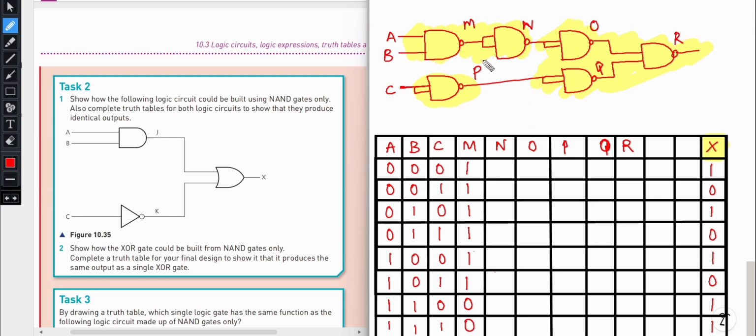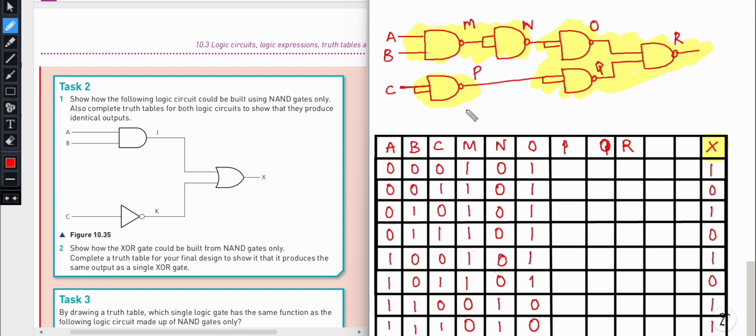For N we have M NAND M. 1 NAND 1 will give us the value 0, again 0, again 0, 0. Using this 0, 0, then 0 NAND 0 will give us the value 1, and 0 NAND 0 will give us the value 1 as well. Now for O we have N NAND N. So N NAND N will provide us the values: 0 NAND 0 will be 1, 0 NAND 0 will be 1, 0 NAND 0 will be 1, 1, 1, 1 NAND 1 will be 0, 1 NAND 1 will be 0.